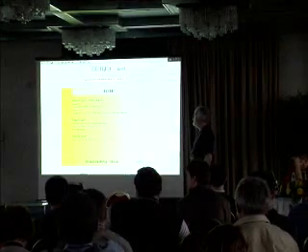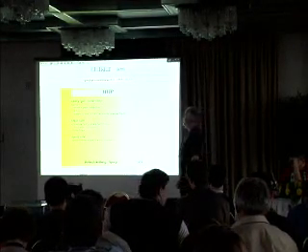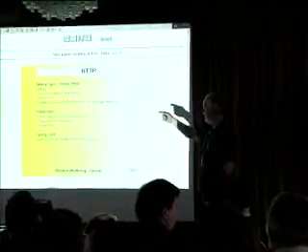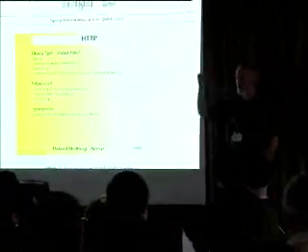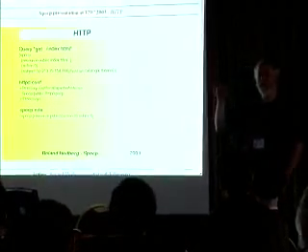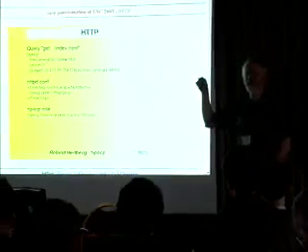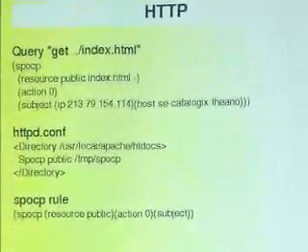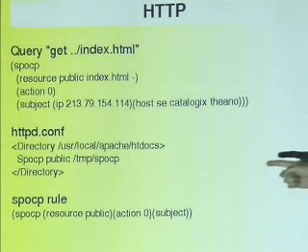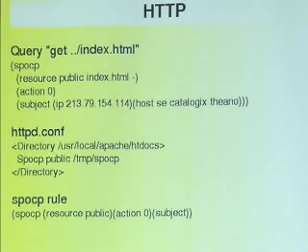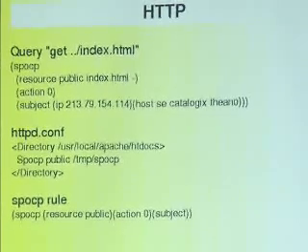So the simple case: you have only an HTTP connection and you get the query, someone wants to read the index HTML file. In this case, the resource is index HTML. The action is 0, because that's how it's represented in the HTTP server. Get is 0, post is 2, put is 1, and so forth. And you get the information about who is connecting. In the HTTP conf file, you only have one line, and you can get rid of the htaccess files. You don't need them anymore.